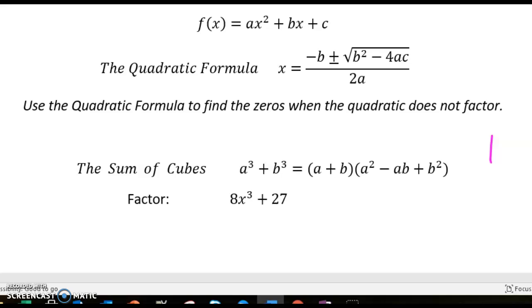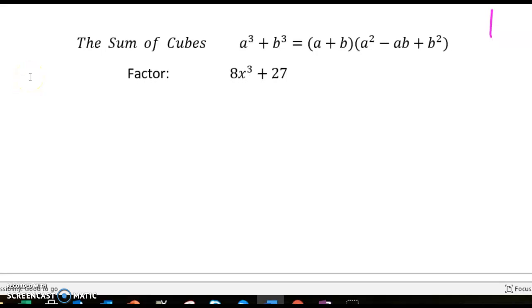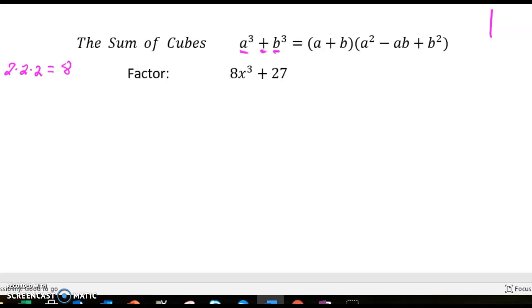So today we're going to talk about the sum of cubes. This is another type of factoring problem, but it follows a specific pattern. The sum of cubes is when you have a perfect cube plus a perfect cube. For instance, 2 times 2 times 2 is 8. 8 is called a perfect cube because it's something times itself 3 times. 3 times 3 times 3 is 27. 27 is a perfect cube because 3 to the third power is 27.